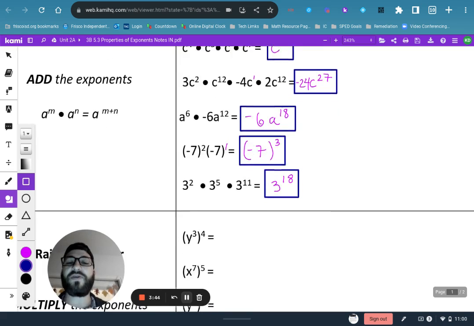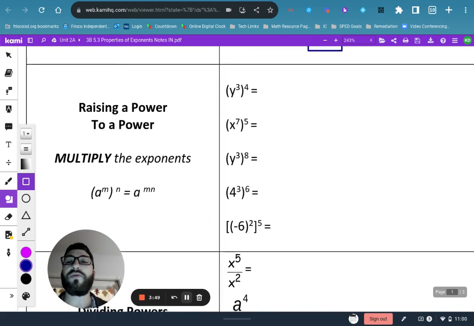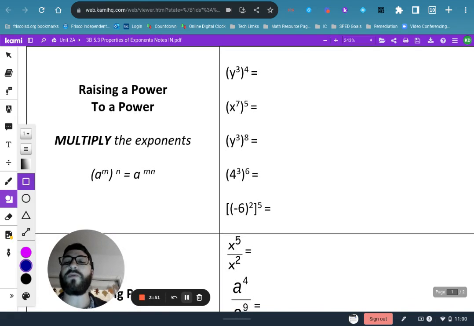Okay, let's move on to our next exponent property, raising a power to a power. Raising a power to a power is where we have an a to the m, and then it's taken to a parentheses power of n.